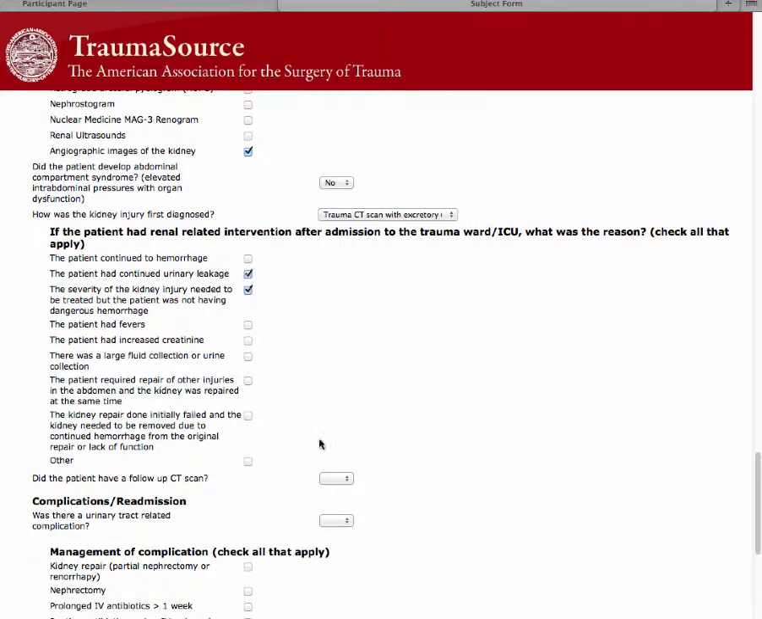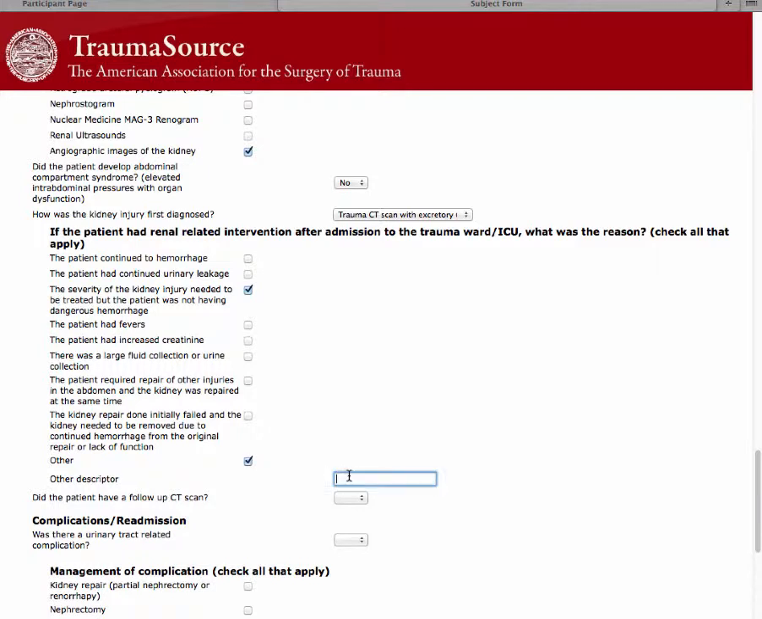You could also check this one. The patient had continued urinary leakage, but the real reason they had angioembolization was the severity of the injury. And there's a number of other choices, and of course you can always check other and fill in. And I'll say small area of viable kidney was embolized to prevent urinoma. And this is very helpful to fill in some details about this.